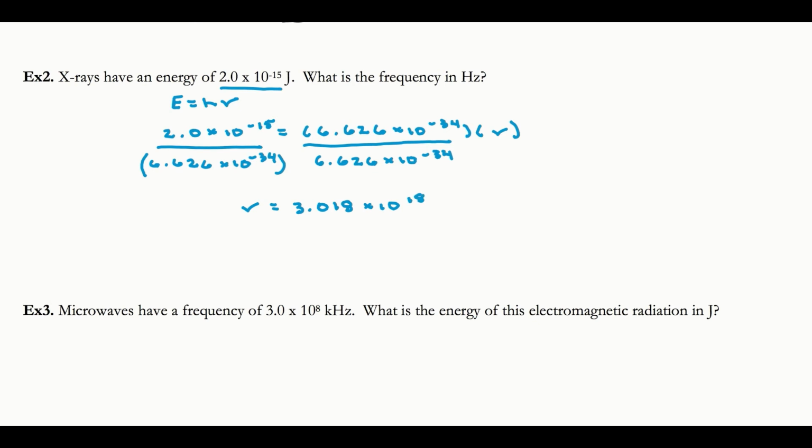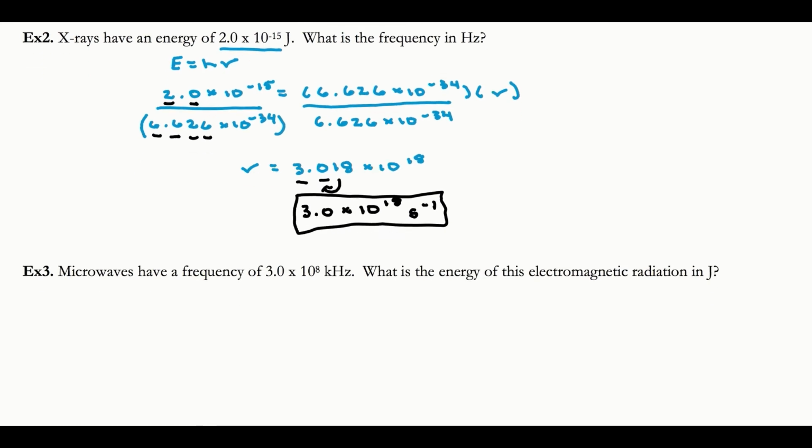Keep in mind, 2.0 has 2 sig figs. 6.626 has 1, 2, 3, 4 sig figs. So I want a total of 2 sig figs, 1, 2. So this is going to round to 3.0 times 10 to the 18th. And keep in mind my units for frequency are going to be seconds to the negative 1 or hertz. Okay, let's look at the next problem.